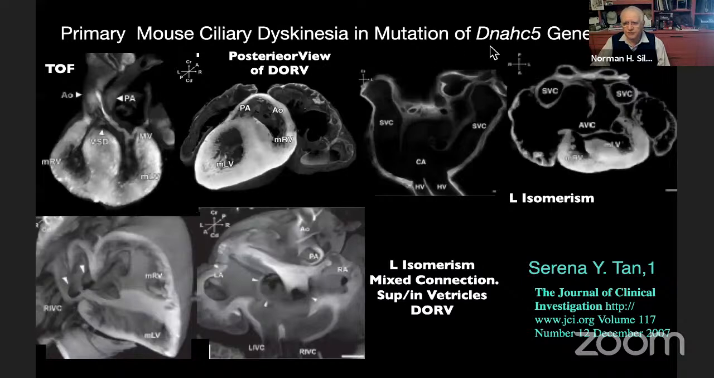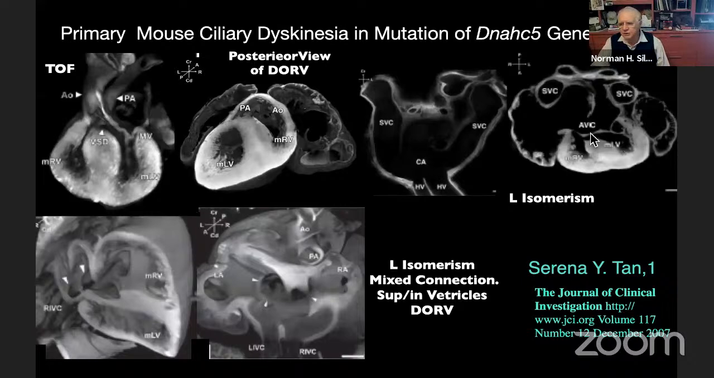And here are some of the primary ciliary dyskinesia mutations that I've shown you with the DNHC5 gene. And you see here tetralogy of Fallot, double outlet right ventricle. This is looking from the back forward, so this is left side and this is right side. And here are the two great arteries originating from the morphologically right ventricle.